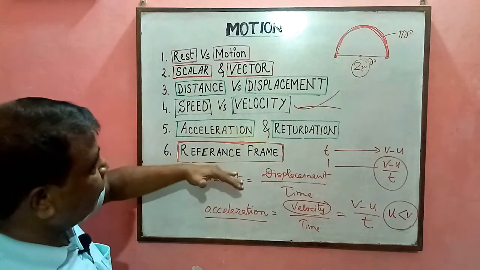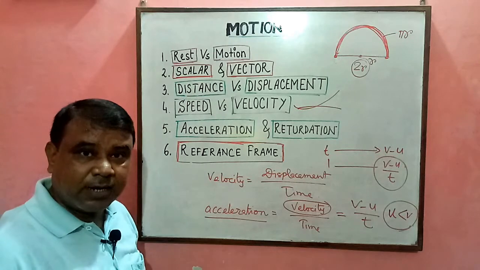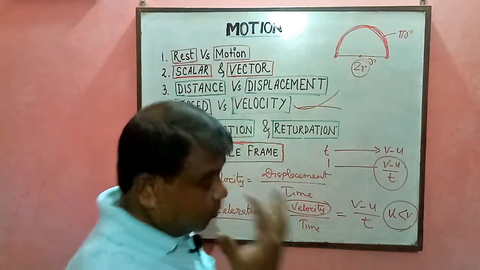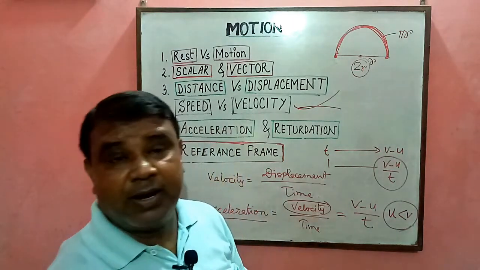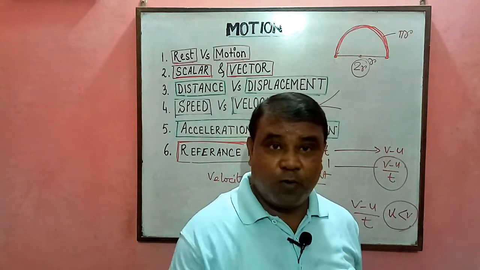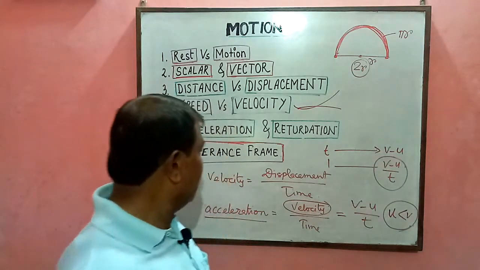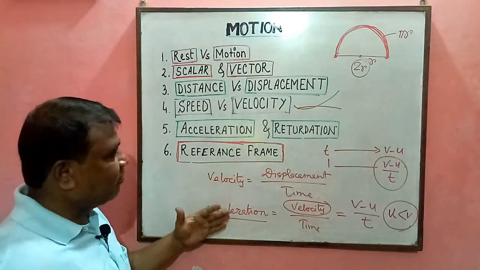Now I hope you have understood these physical quantities regarding motion. The primary quantities are distance and time. The secondary quantities are speed, velocity, acceleration, retardation. Now here is the last point, that is called reference frame.